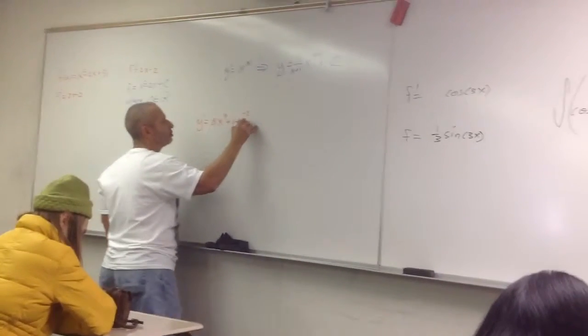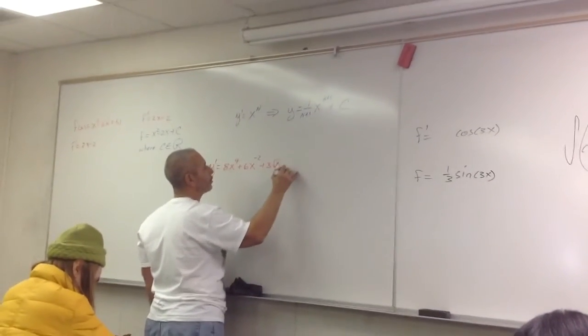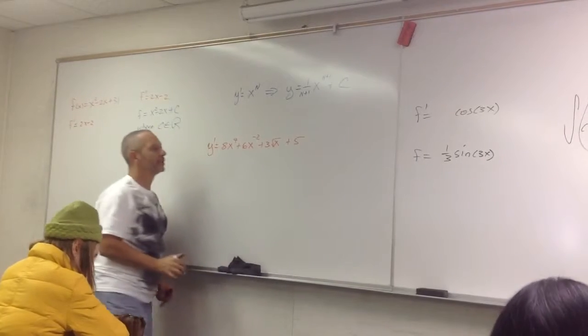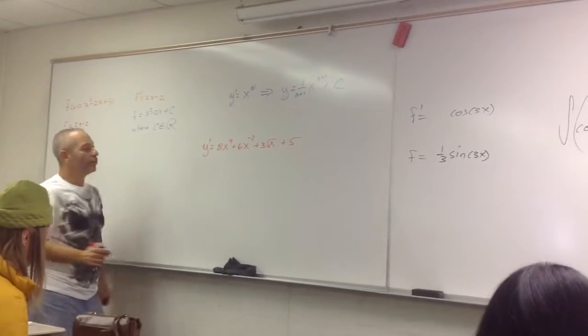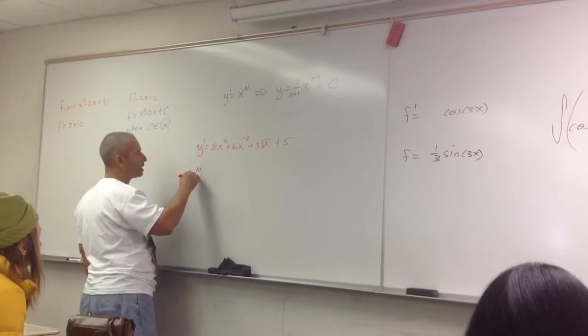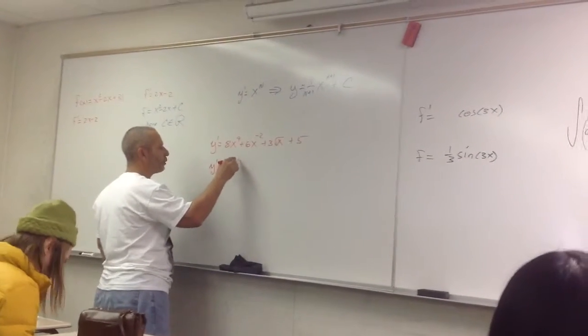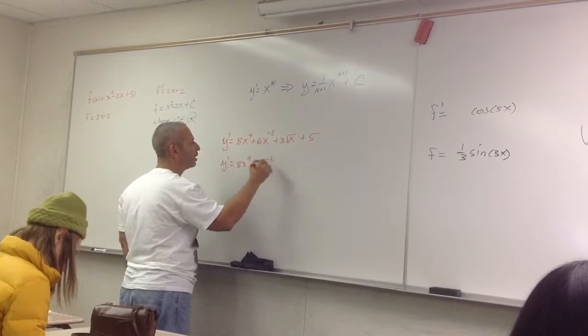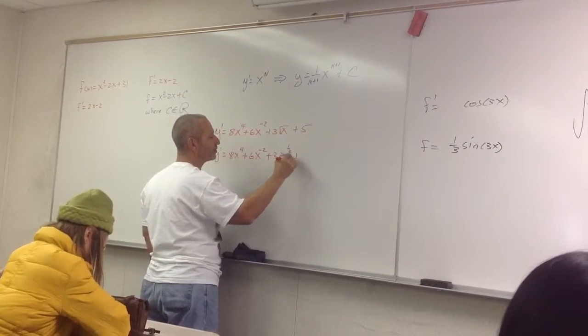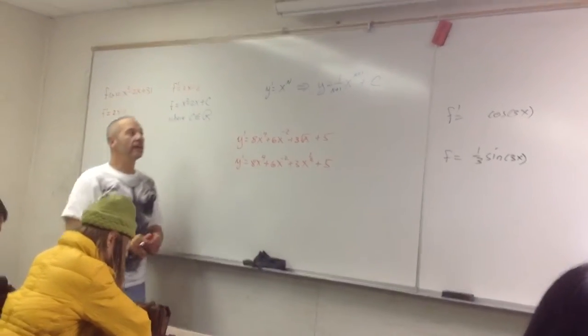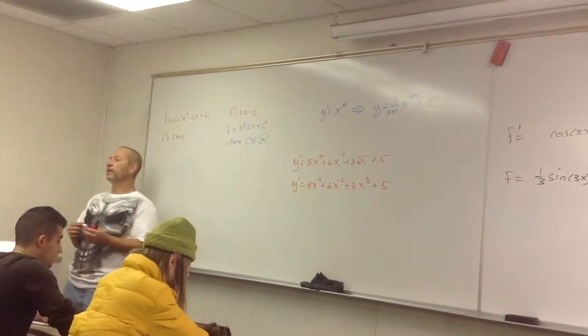Minus 2 plus 3 rad x plus 5. That rule does all of them. What I might do before I do the antiderivative is rewrite that radical as what? 3x to the 1/2. Now let's use that rule and find the antiderivative.